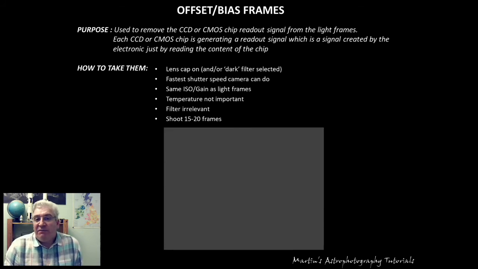The final type of calibration frame is the offset or bias frame, and this is used to remove the readout signal from your sensor chip from when it read the light frames. It can actually generate a signal just by reading the chip. So it's probably the least vital of all of your calibrations. As far as I'm aware, its effect is fairly small, but I include them anyway, and you take them with the lens cap on, or dark filter, or both. Use the fastest shutter speed you have, the same ISO and gain as you use for your light frames. Temperature doesn't really matter, and you don't need to repeat it for different filters. Again, shoot 15 to 20 of them, and that'll give you a decent set of offset bias frames.